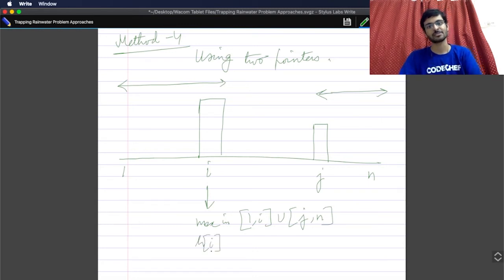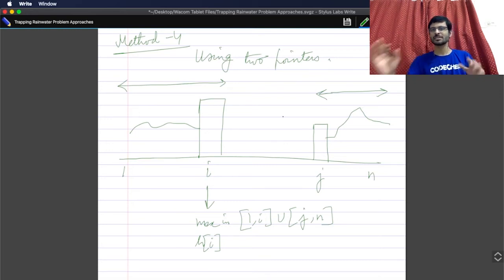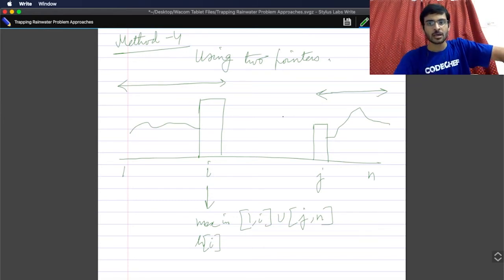hi is the max. hi is the max pillar. Before this everything is smaller, and after this also everything is smaller. It can be equal to this, but it is definitely not greater than this. From here what can we say? The important thing, can we infer from here that if we reach such a stage when we know that hi is the maximum of those two ranges, what do I know?